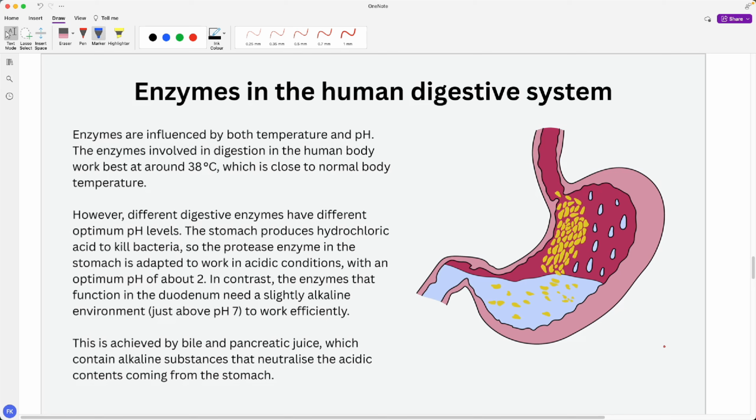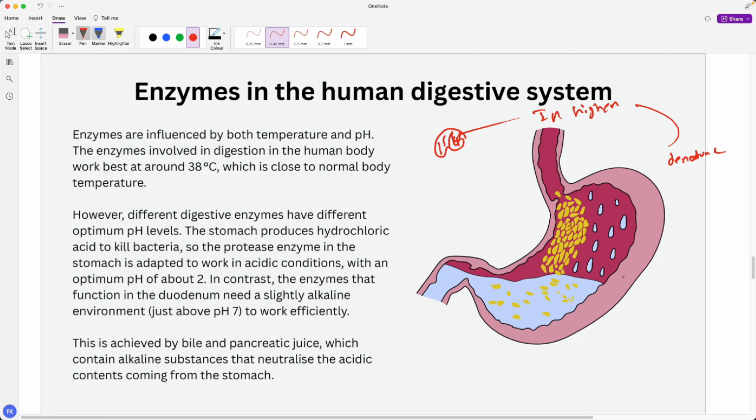So your question might be, what will happen if your body temperature starts to increase? Look, enzymes are proteins, okay? At higher temperature, this protein might denature. Okay? However, different digestive enzymes have different optimum pH levels.